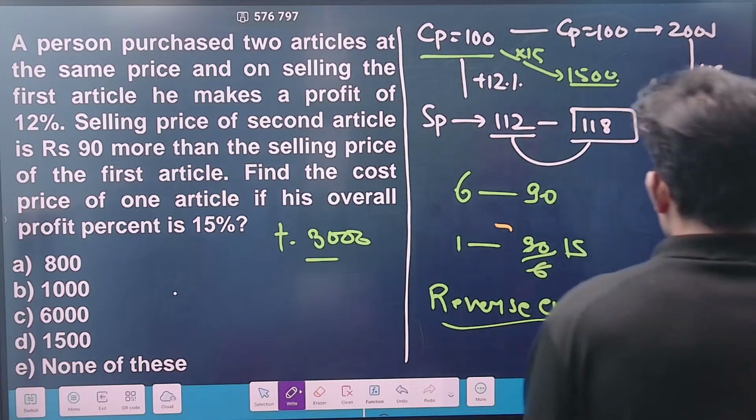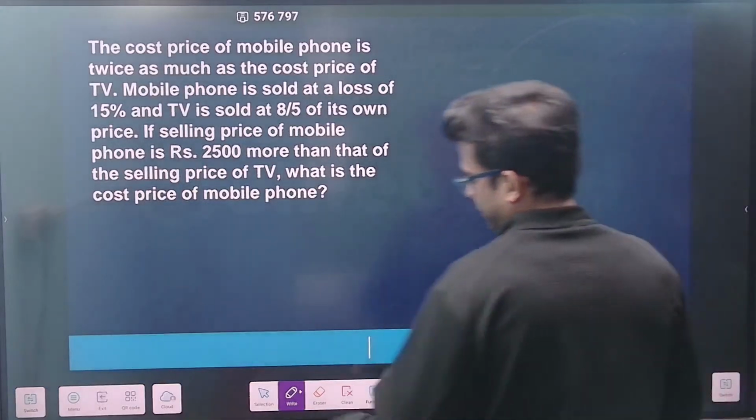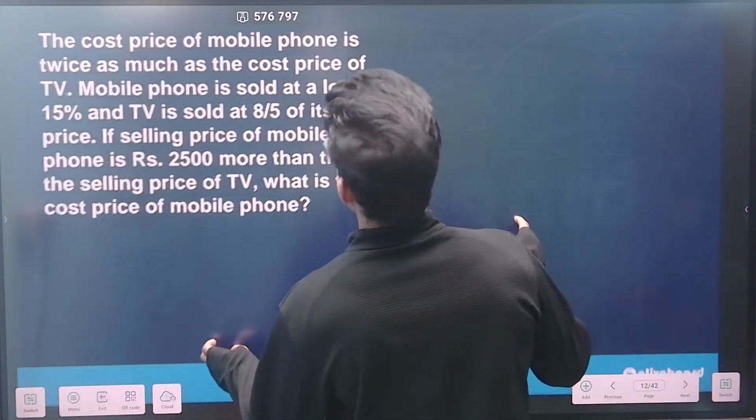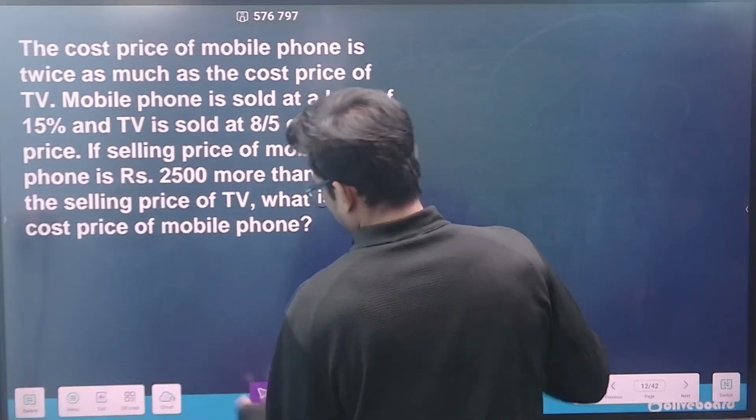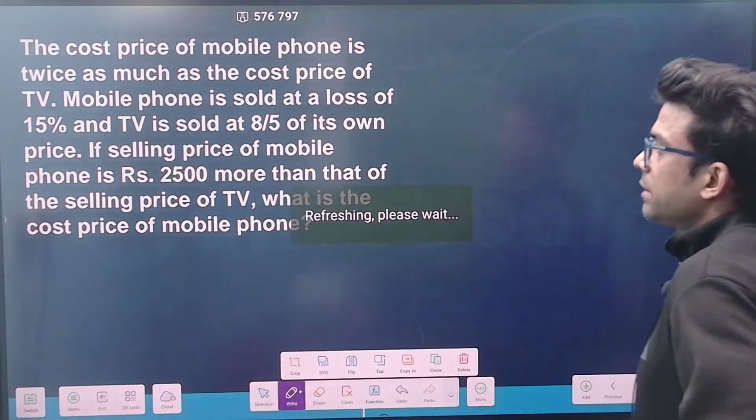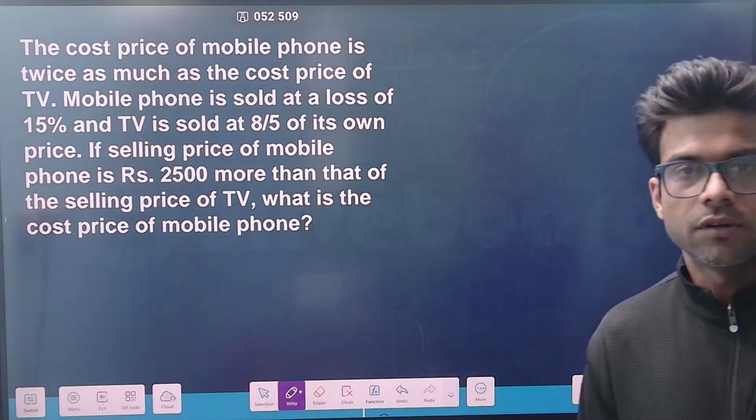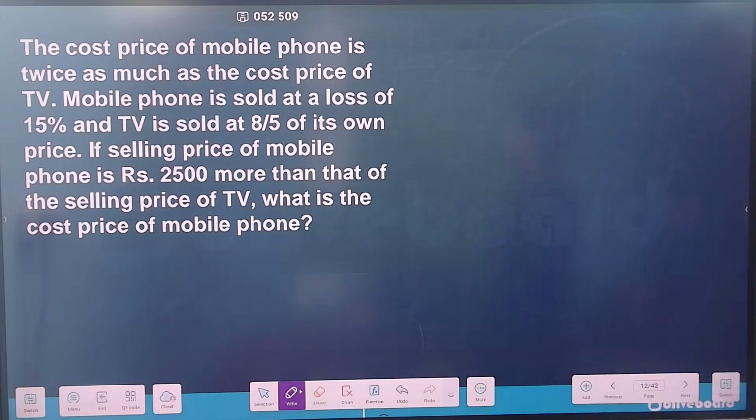Let's solve this question. No options. I haven't given any options here. If you can solve, come on, solve. 60. 160.